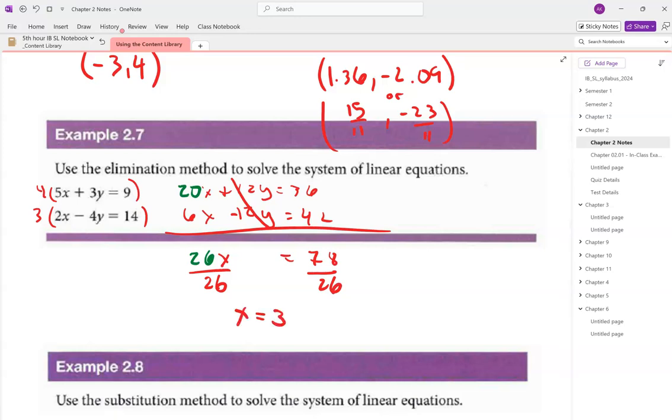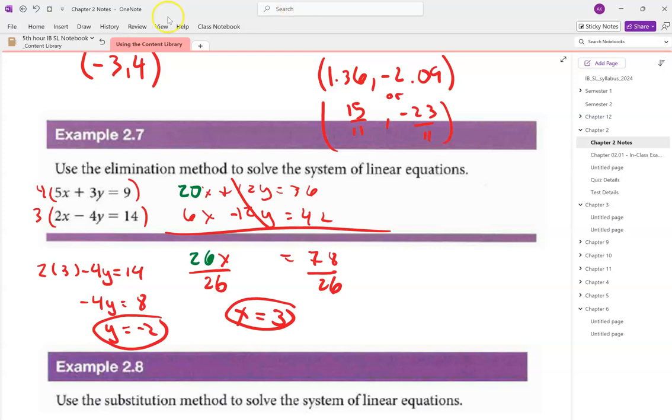So I get x equals 3 there. What do I do now? Either equation, right? I'm going to do equation 2 because the numbers looked a little smaller. So I could say then, 3, -2 is the point. Yeah, so far so good.